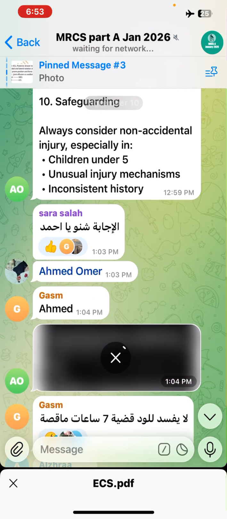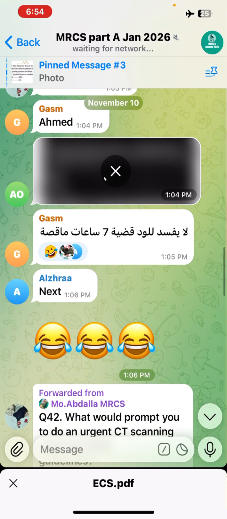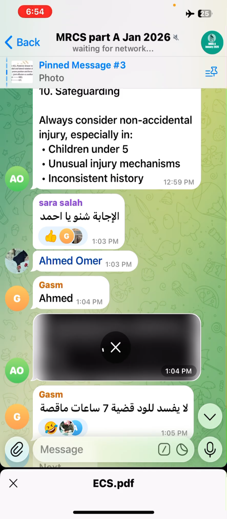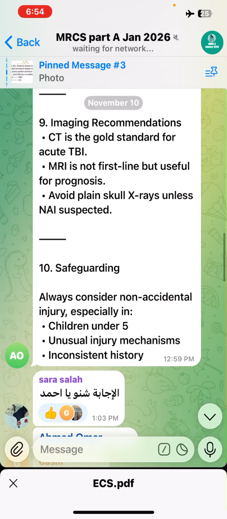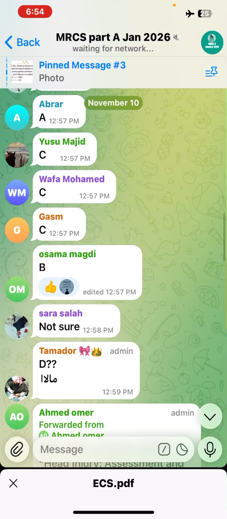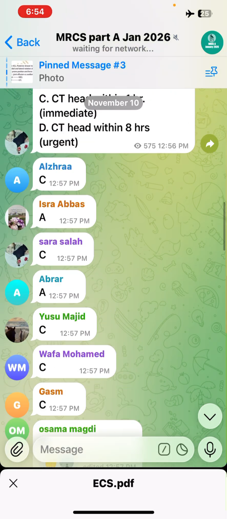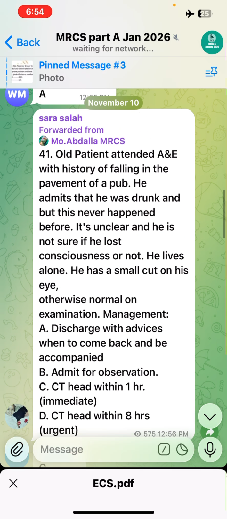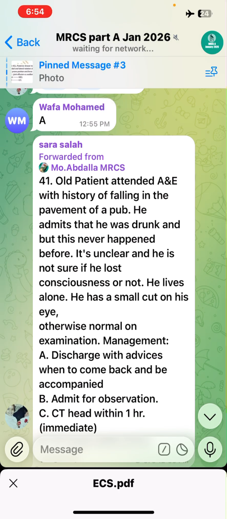So what was the answer here? Patient needs admission or discharge, that is still confused. So patient: admit for observation, or discharge with advice? Patient needs observation. He was drunk but it never happened before. It's unclear, he is not sure if he lost consciousness or not.